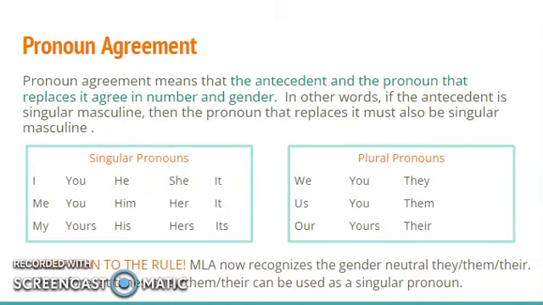Once you start to become familiarized with those terms, then you can start looking at the rules with pronouns and the things we have to follow. So the first thing we're going to talk about is pronoun agreement. And that means that the antecedent and the pronoun agree in number and gender. And so the antecedent, if it's a singular masculine pronoun, or noun, then the pronoun that replaces it must also be singular and masculine. And right here you'll see that we have a chart of singular pronouns and plural pronouns.